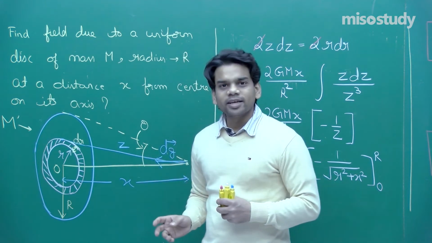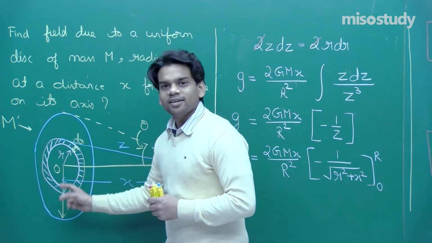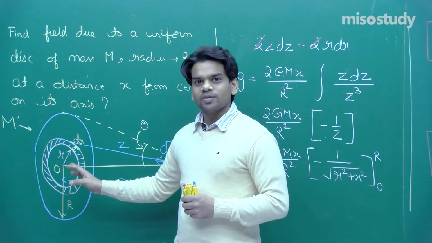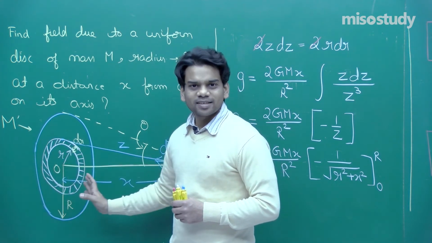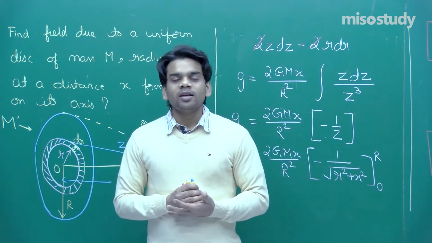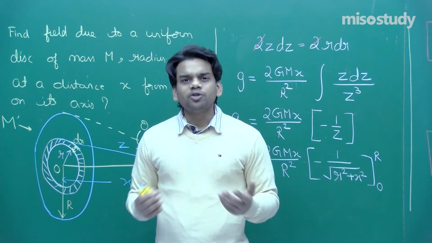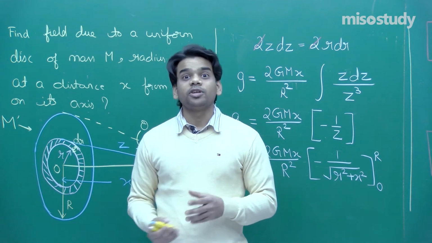Once again, very quick recap of what we have done. Disk, taken a ring, field due to ring, we know. I use the formula for the field. We evaluated its mass in terms of mass of the entire disk. We got it, substituted, we obtained the value of field due to a ring. Now you vary its radius from 0 to capital R and try to simplify in such a way that you can integrate accordingly, so that you reach the final result.